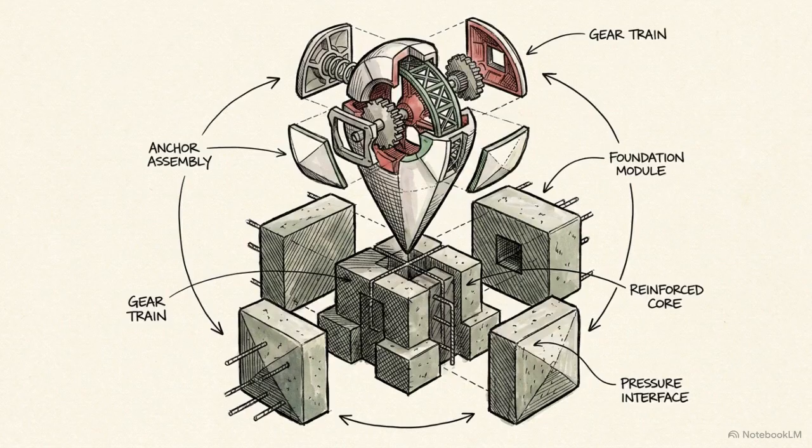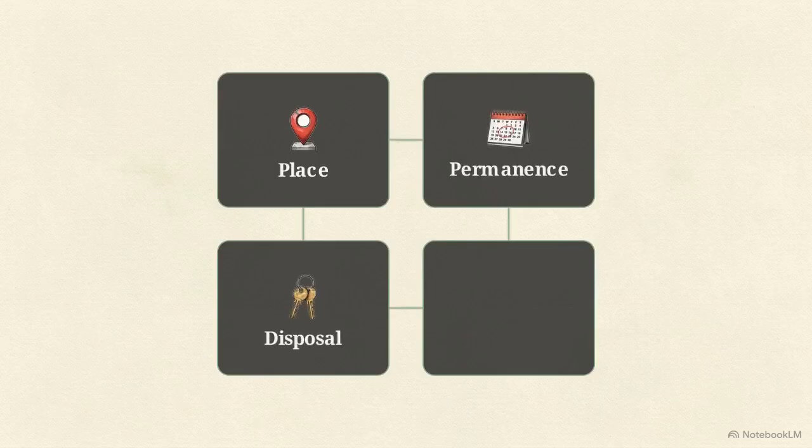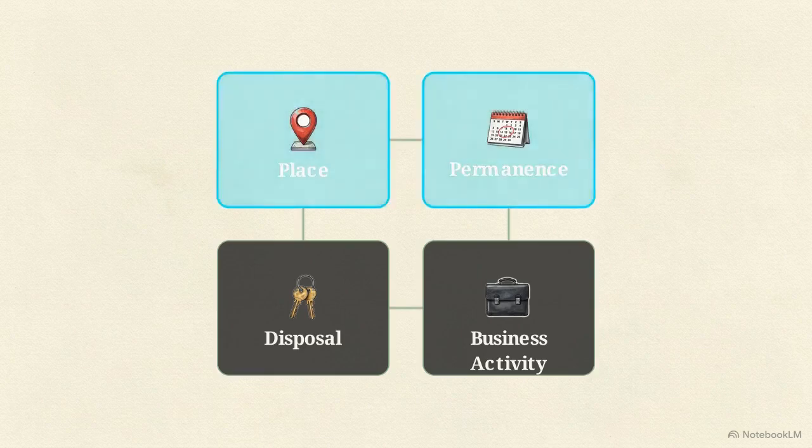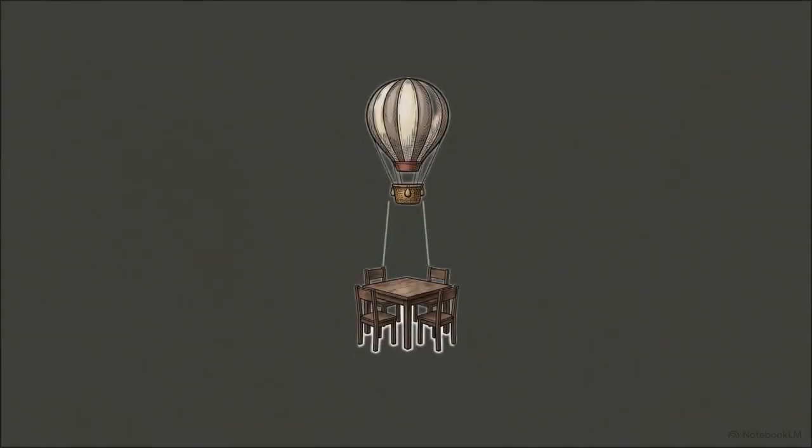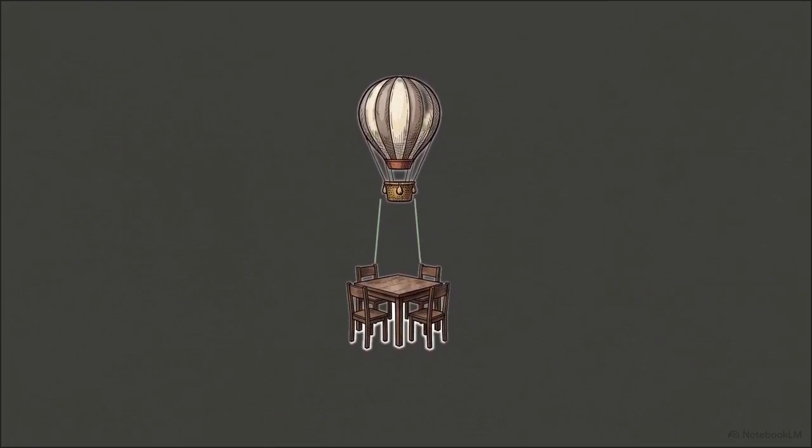The first major category of tax nexus is the fixed place PE. This grid breaks down the four strict variables required to trigger it: place, permanence, disposal, and core business activity. The place and permanence tests require a specific geographical location and commercial coherence over time. The location doesn't even need to be affixed to the ground. A floating restaurant suspended by a hot air balloon establishes a distinct geographic link.